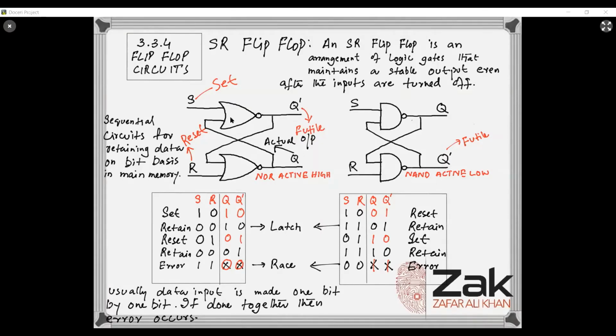ठीक है. अब X की जो input है उसको हम बोलते हैं S as set, और जो Y की input है उसको हम बोलते हैं R as reset. Remember, the other input is actually coming from the output of the other gate, so that we could trap the data. What is data? One single bit is data. All right, so वो हम इस्तेमाल कर रहे हैं यहाँ पे.